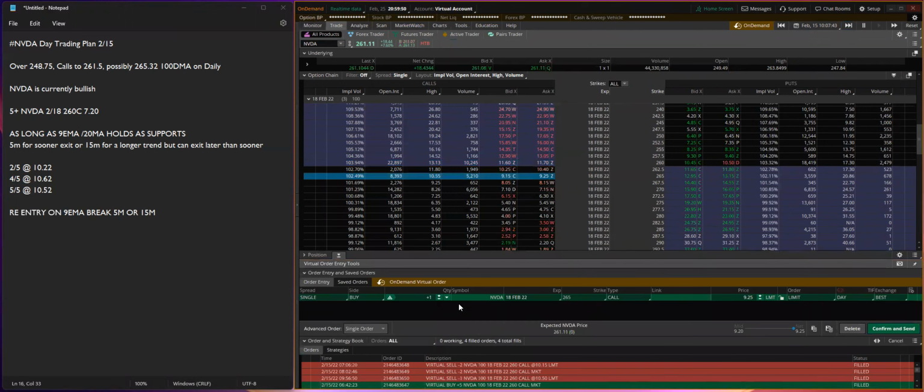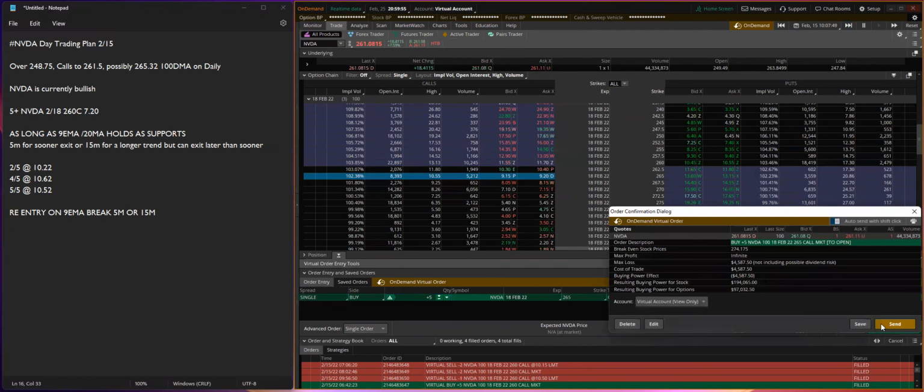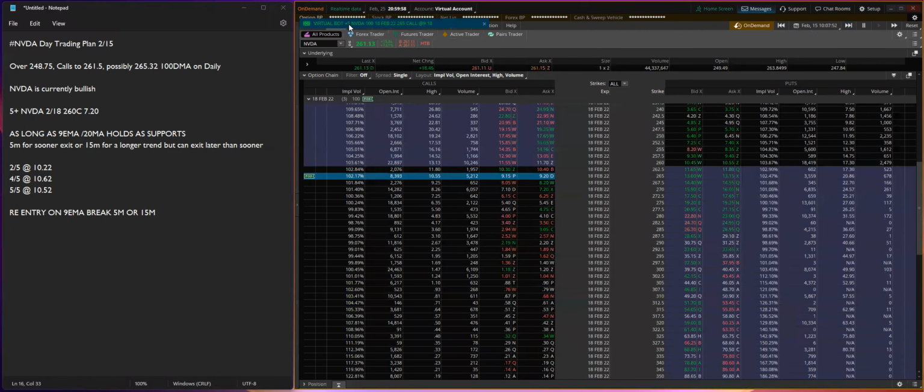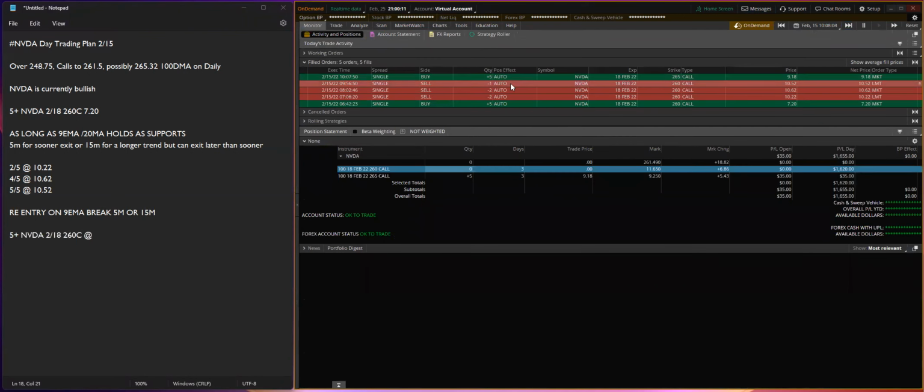So let's go ahead and buy 5 more with the market price 9.15, 9.20 right now. So not much of a spread right there. We bought 5 at 9.18. What was my entry? We bought 5 at 9.18. Let's go ahead and see what happens from here.